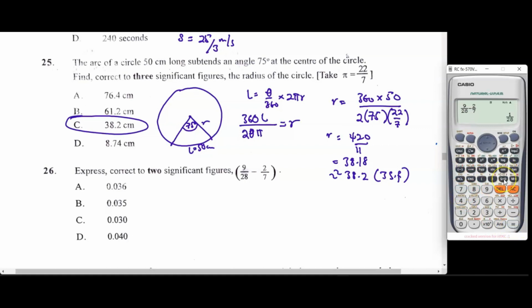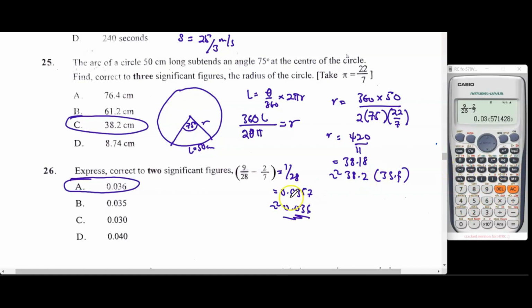So we send it to, this is actually 1 on 28, but we leave the answer in decimal. So S to D will tell us that it is 0.0357 and goes on and on. But we have to leave it to 2 significant figures, and that is approximately 0.036, which is A. Good.